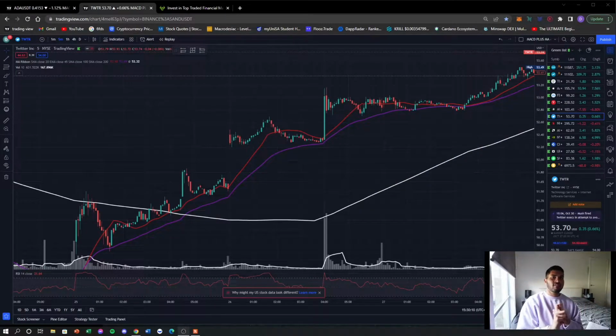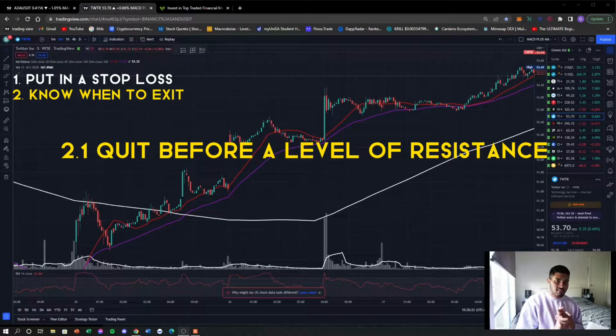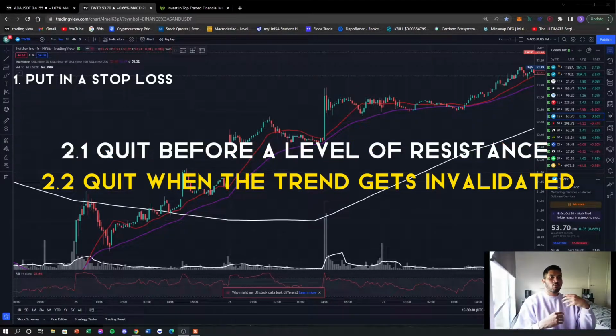One, you have to put in a stop loss. Two, you have to know when to quit the trade. That is basically when we are buying, we have to quit right before a level of resistance or when the trend gets invalidated. So the second thing which I mentioned, which is a trend getting invalidated, what does that mean?